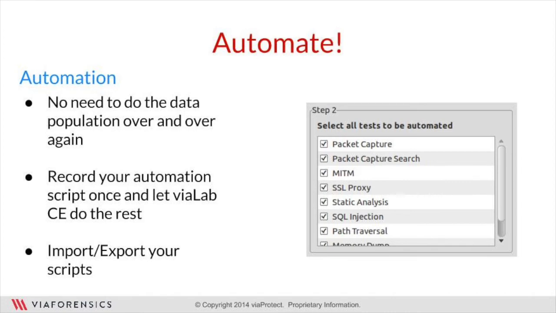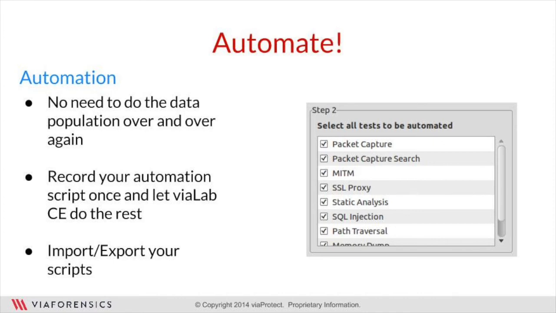So basically you do the data population once, but behind the scenes, viaLab is going to record all those events that you're doing on your phone. And then viaLab is going to use that to run the test automatically for you after that. Look at this as a one stop for all of the different tests that you can run in viaLab, and just use the same script to run them so that it's not repetitive, and it makes the whole assessment way faster.